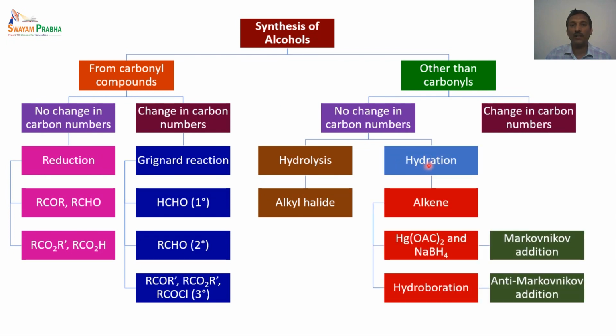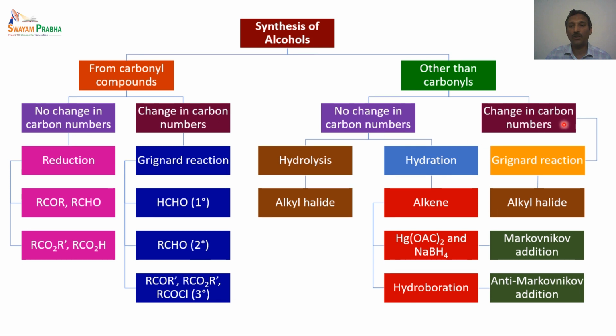And we also have a hydration reaction. That means alkenes can be converted into alcohols with the same number of carbon atoms. There are two major reactions we will be studying. One is mercuration, demercuration, that is the use of mercuric acetate and sodium borohydride to give the alcohols. This follows Markovnikov addition. And the second one is the hydroboration reaction. This follows anti-Markovnikov addition. So these are the two major methods of conversion of alkenes to alcohols. In this particular case, the number of carbon atoms remains the same.